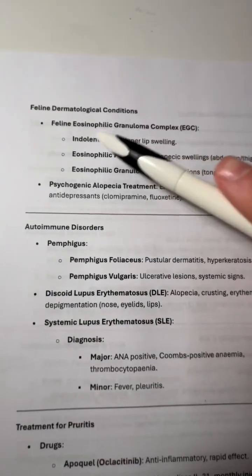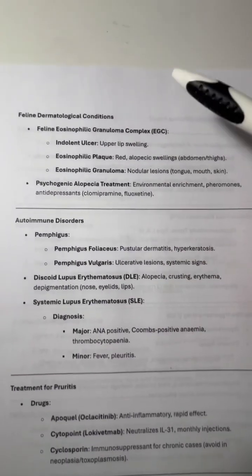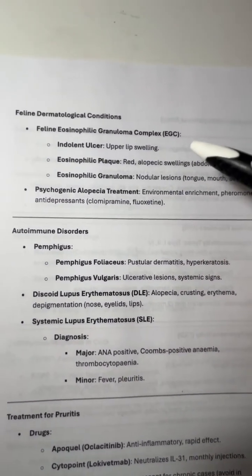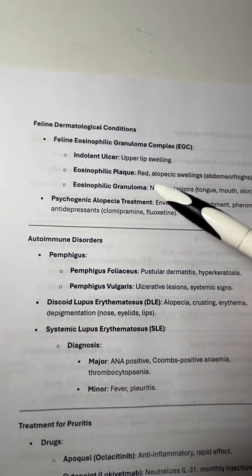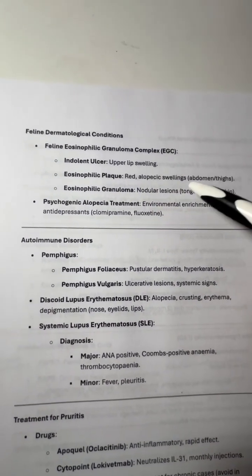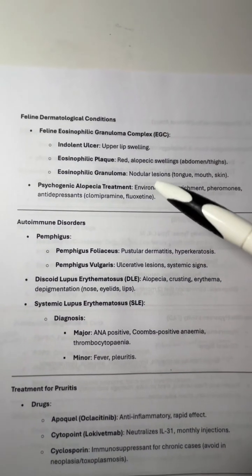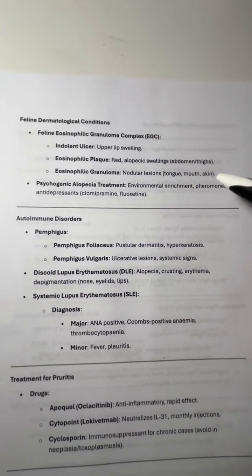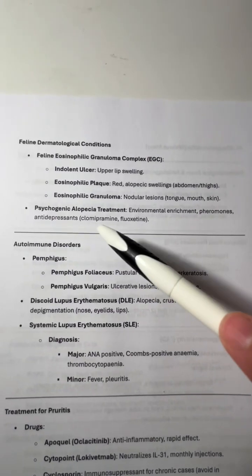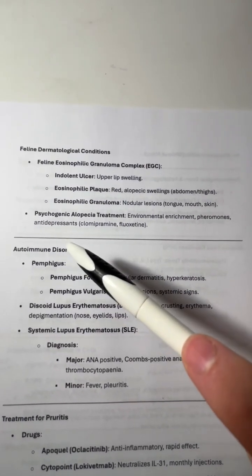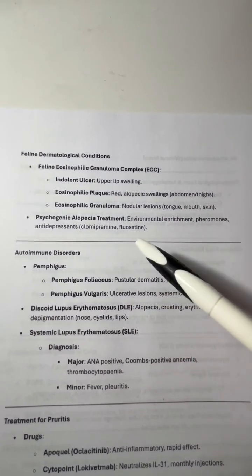For feline eosinophilic granuloma complex, it can cause an indolent ulcer which leads to upper lip swelling, and an eosinophilic plaque, which is red and has alopecic swellings on the abdomen and thighs, and eosinophilic granulomas, which are nodular lesions on the tongue, mouth, and skin. And there is psychogenic alopecia treatment, which involves environmental enrichment, pheromones, and antidepressants, such as fluoxetine.